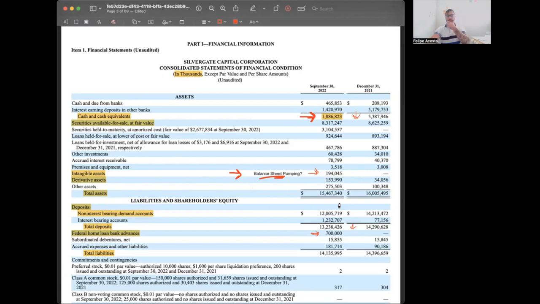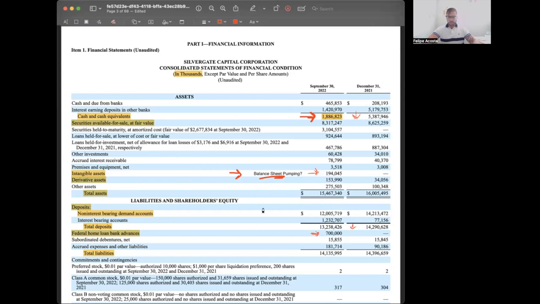So the balance sheet doesn't look bad. I mean, you look at the balance sheet, except for the cash and cash equivalents dropping by more than half, the balance sheet doesn't look scary, right? And that's the tricky thing. This company just smells of sketchiness to me.